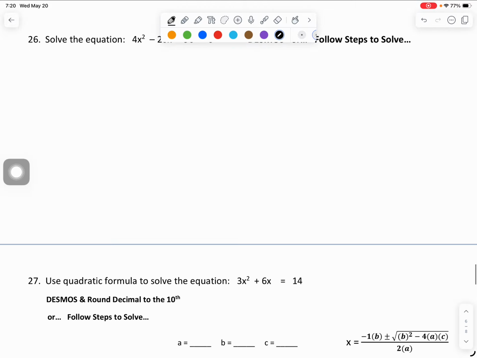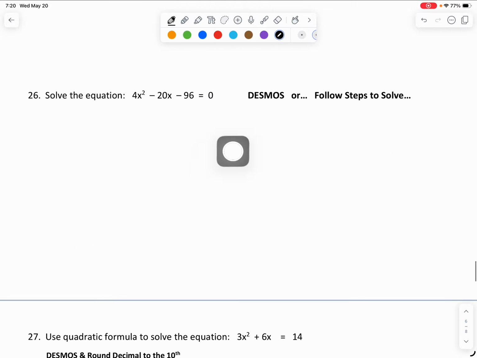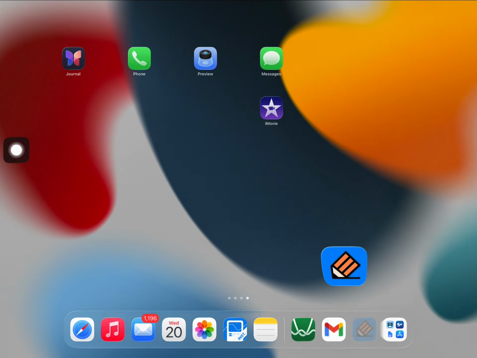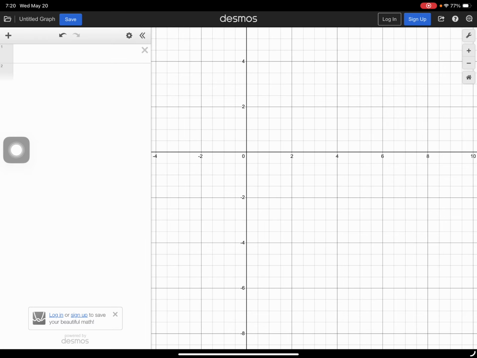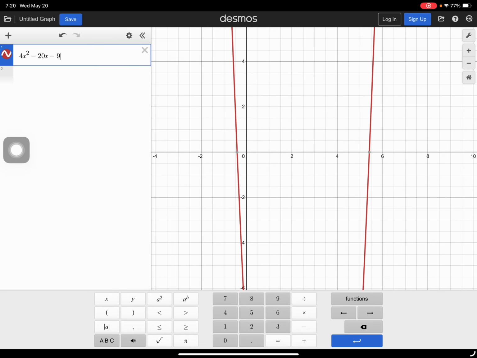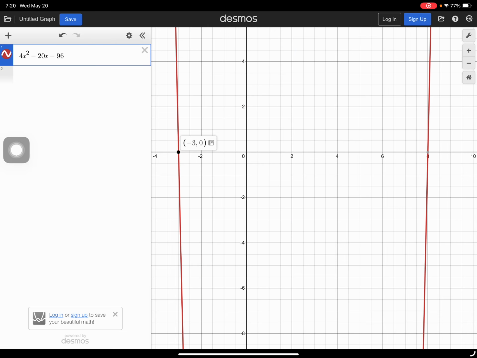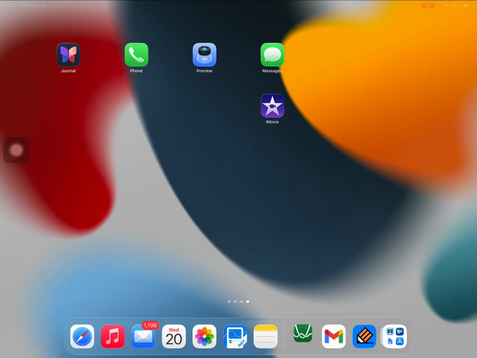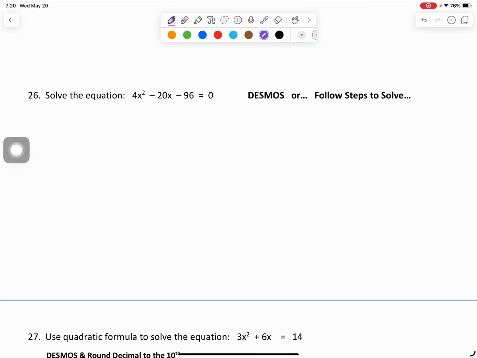All right, let's go to 26, solve the equation, or follow the steps to solve. Guys, again, go to DESMOS. 4x squared minus 20x minus 96. Boom, boom, -3, 8. Go ahead and write your answers.